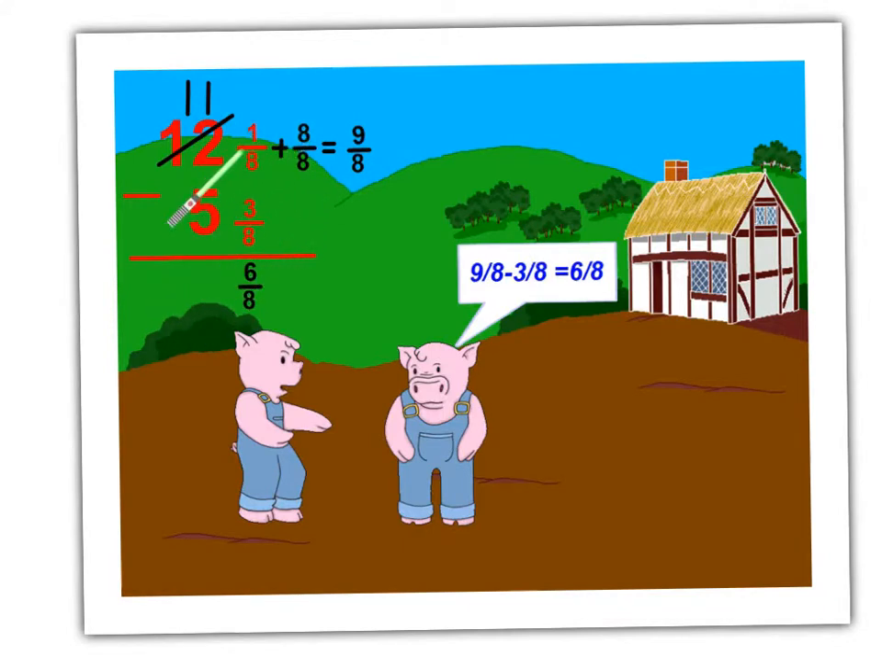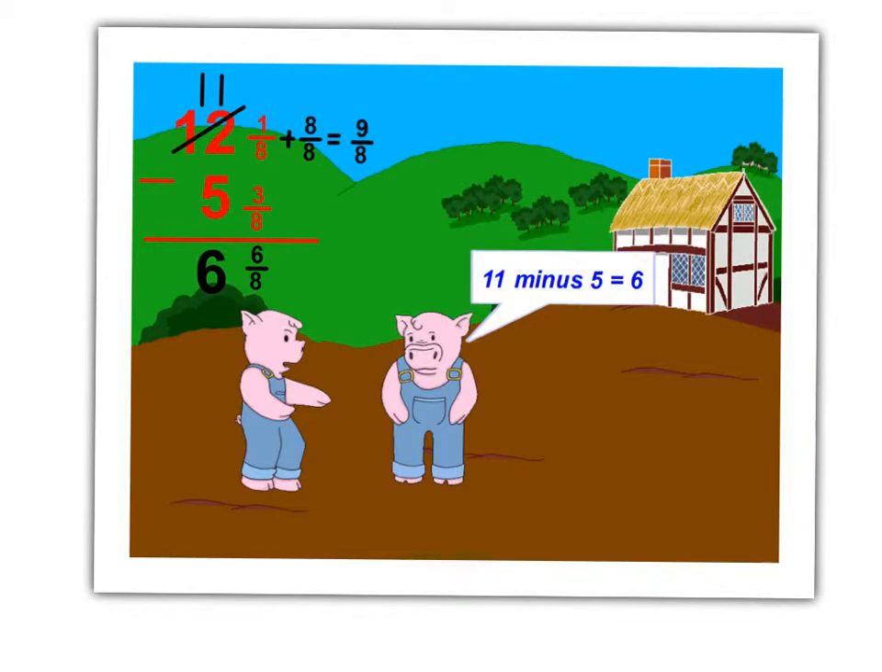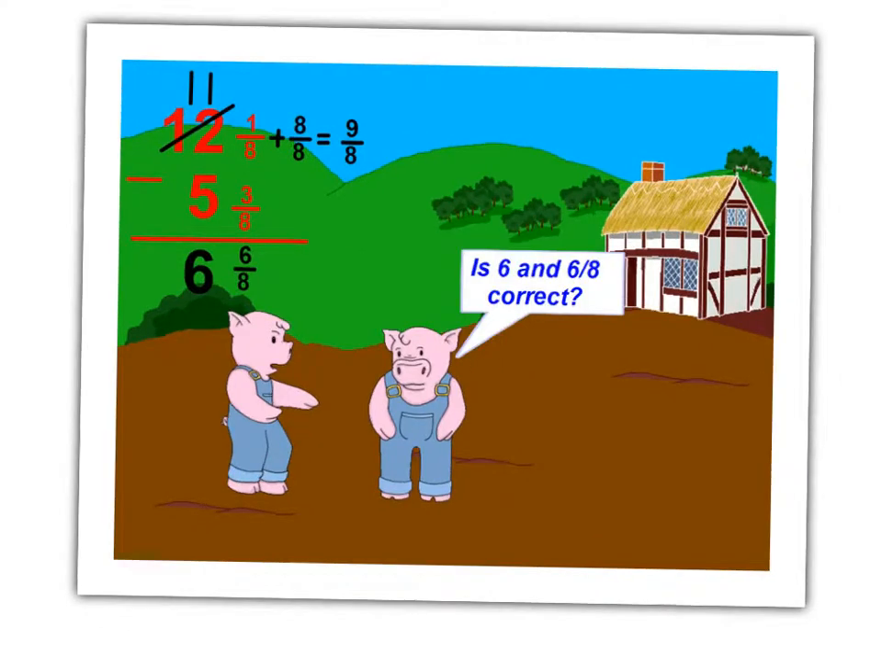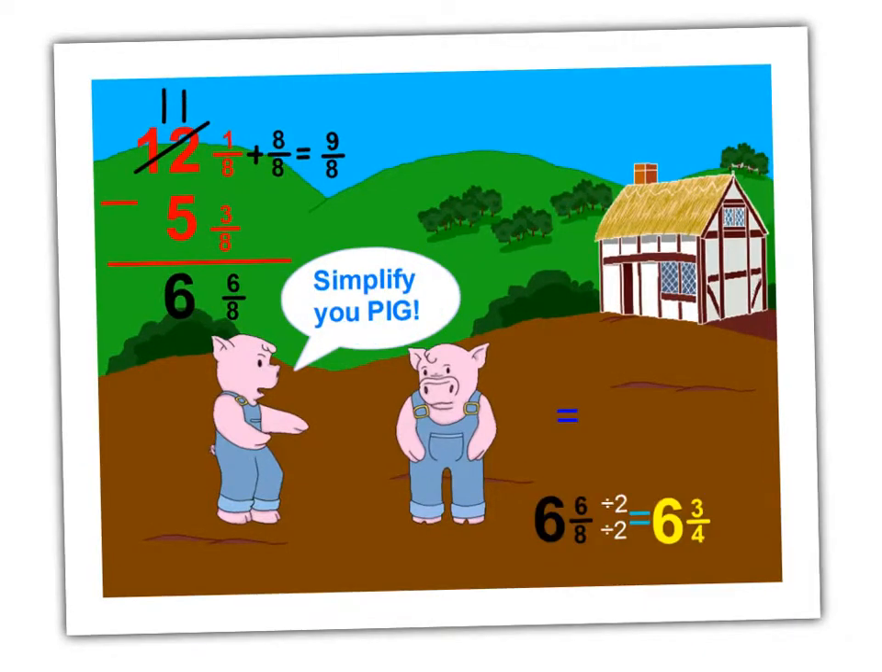I put 8/8 and 1/8 together as 9/8 minus 3/8, and I get 6. We are rolling. 11 minus 5 is 6. We get 6 and 6/8. 6 and 6 is correct, but we can probably simplify. We could take 6 and 6/8 down here. 6 and 8 are both even, so we can divide both of those by 2, giving us 6 and 3/4. 6/8 simplifies to 3/4. The whole 6 stays the same.